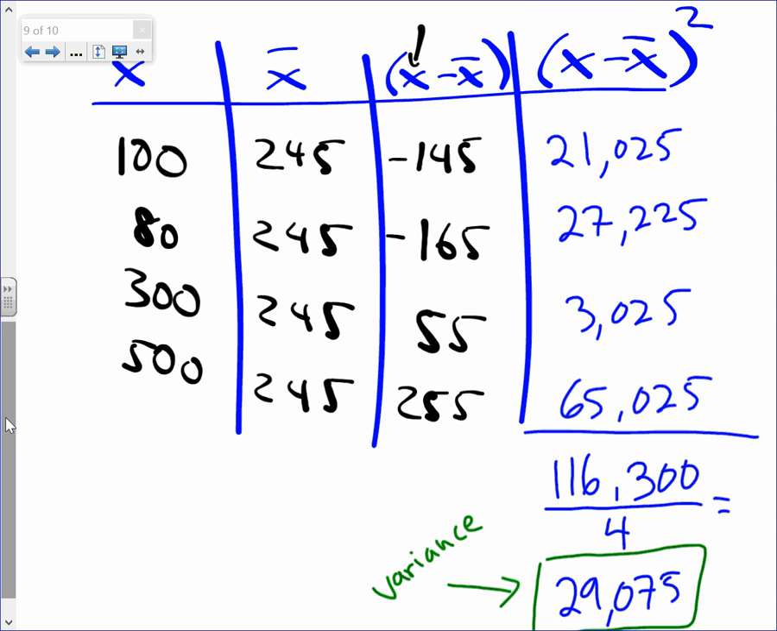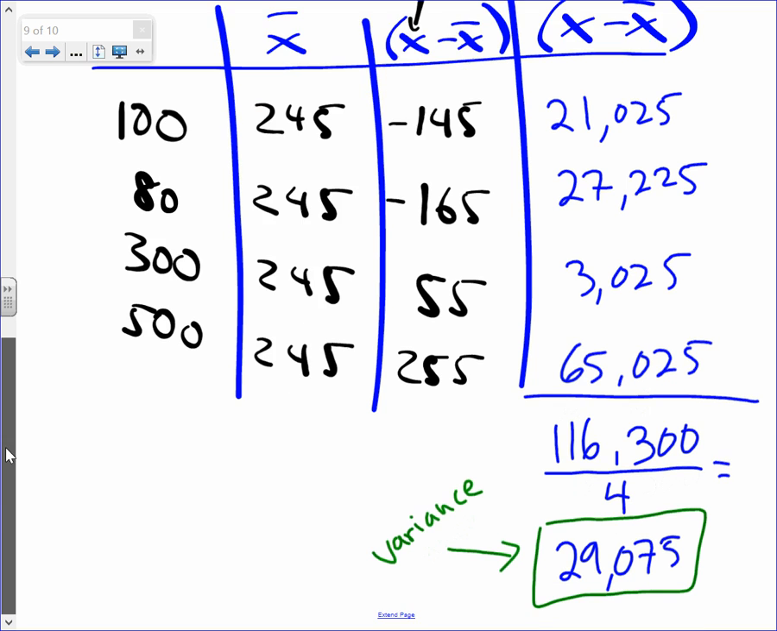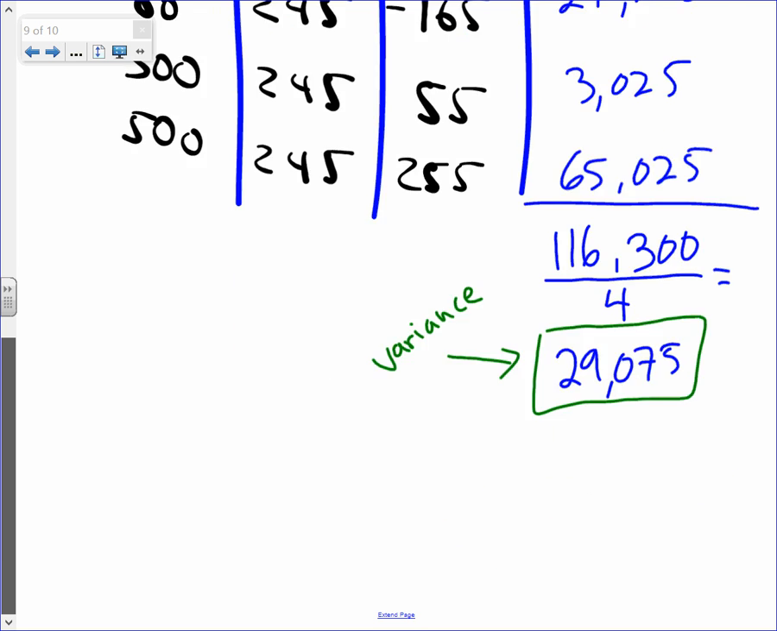All right. So, read step 5 for me. Take the square root of the variance. There's our variance. Take the square root of it, we're done. There's your standard deviation. Watch.